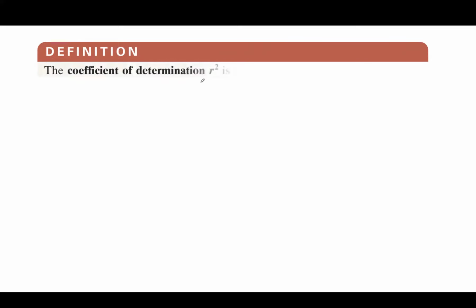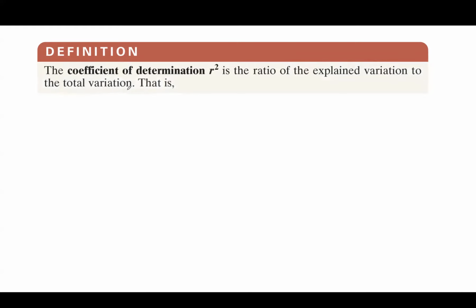The coefficient of determination, or R squared, is the fraction of the explained variation to the total variation. You can write it this way. R squared is explained variation divided by total variation.